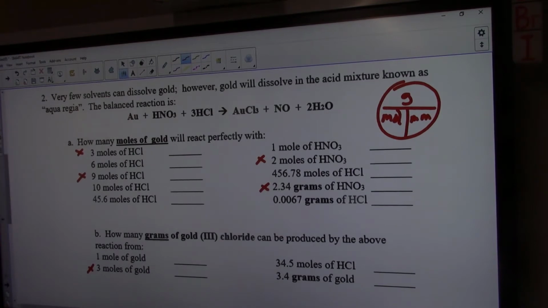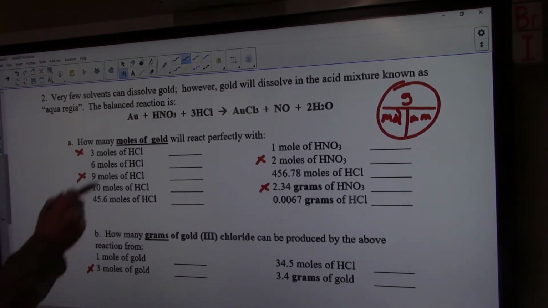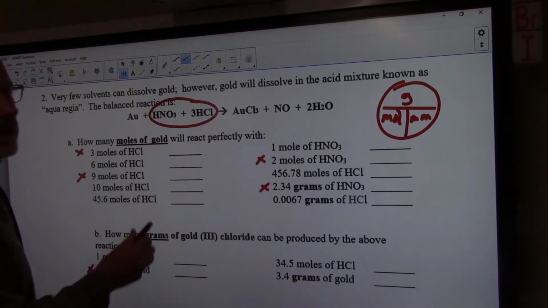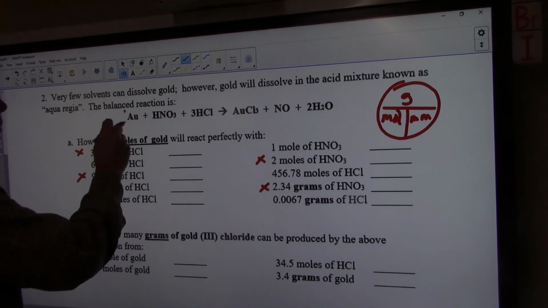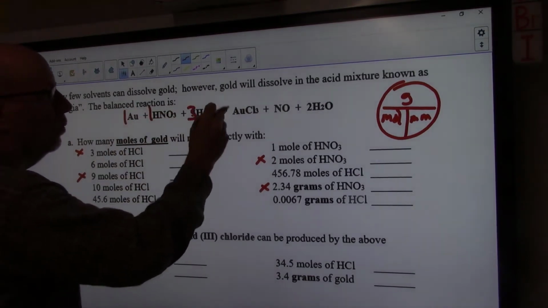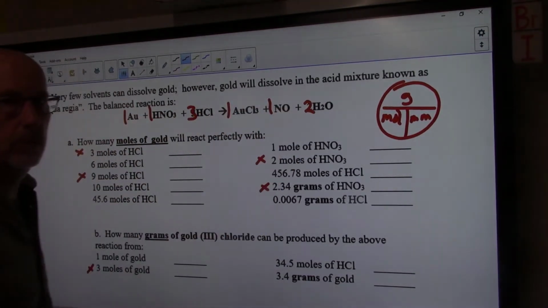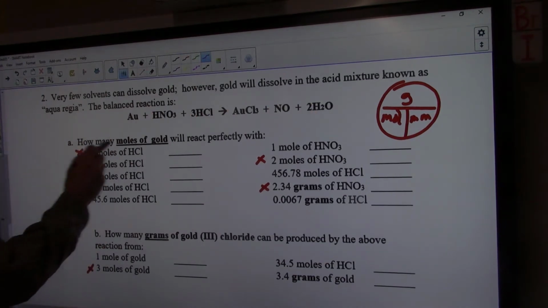Very few solvents can dissolve gold. However, gold will dissolve in the acid mixture known as aqua regia, like royal water. Interesting. Royal water is nitric acid and hydrochloric acid mixed together. It is some nasty stuff. You end up with a 1 to 1 to 3 to 1 to 1 to 2 mole to mole to mole ratio. The question says how many moles of gold?